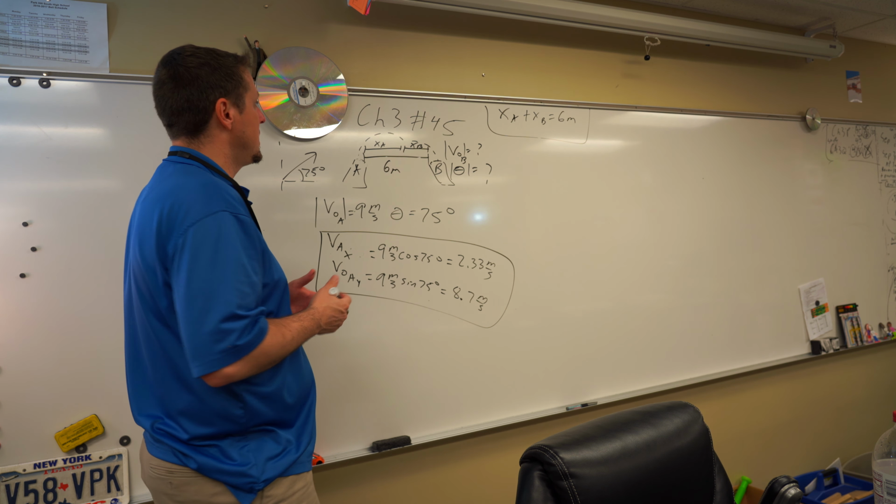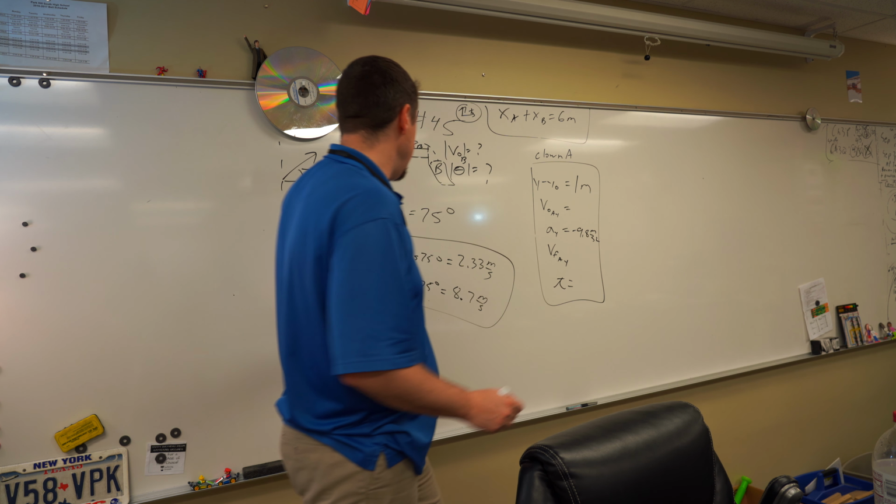Is that okay? This is after they've launched. They don't have any jetpacks or anything. They're like Mario Ball. They're flying through the air. So my acceleration will be negative 9.8 meters per second squared. I know v naught a is 8.7.